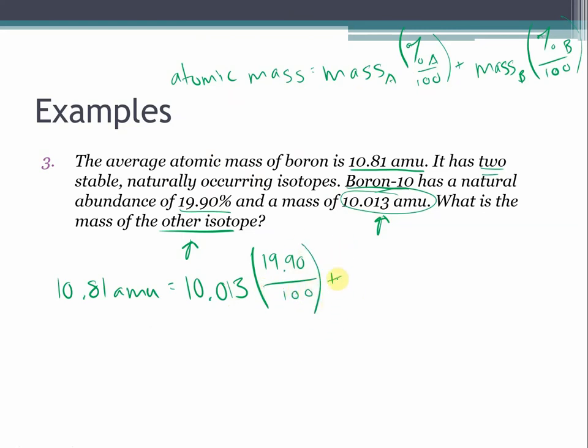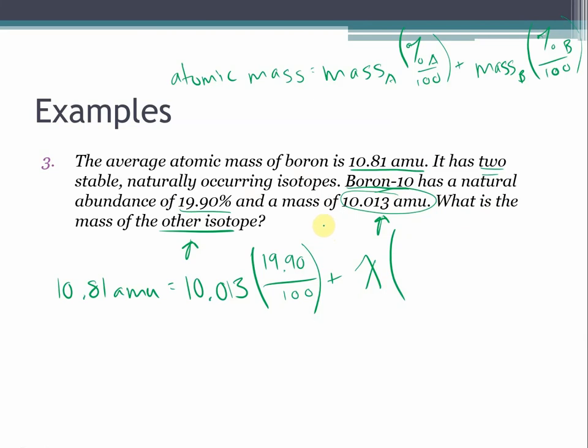plus the mass of our second isotope, which we don't know. That's going to be our X value. So if you want to call that a question mark or an M, you can call it whatever you want. I'm going to call it X because we're going to solve this like algebra. Algebra uses X's. Times the percent abundance, which we were not given.